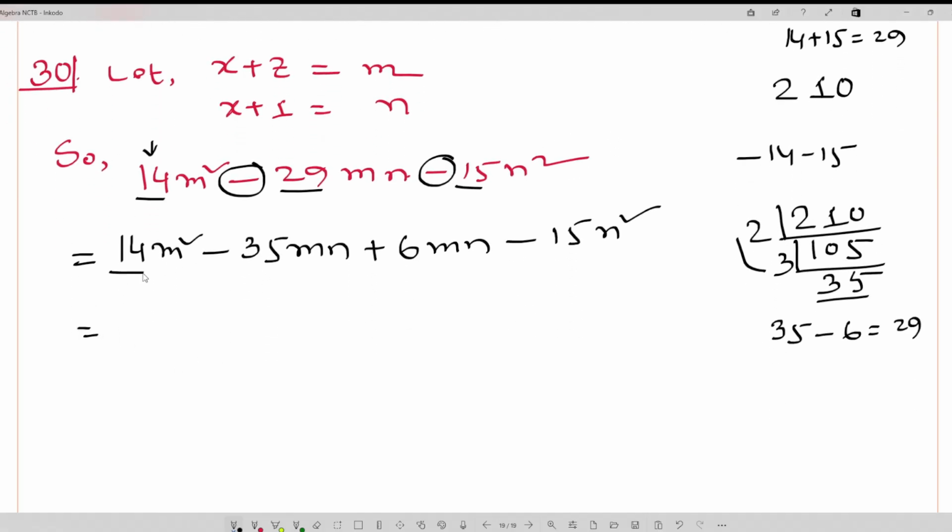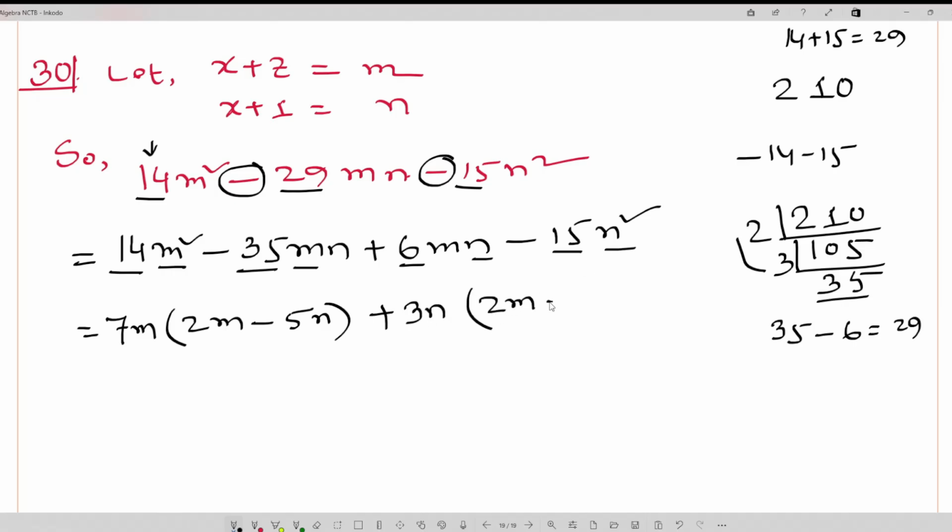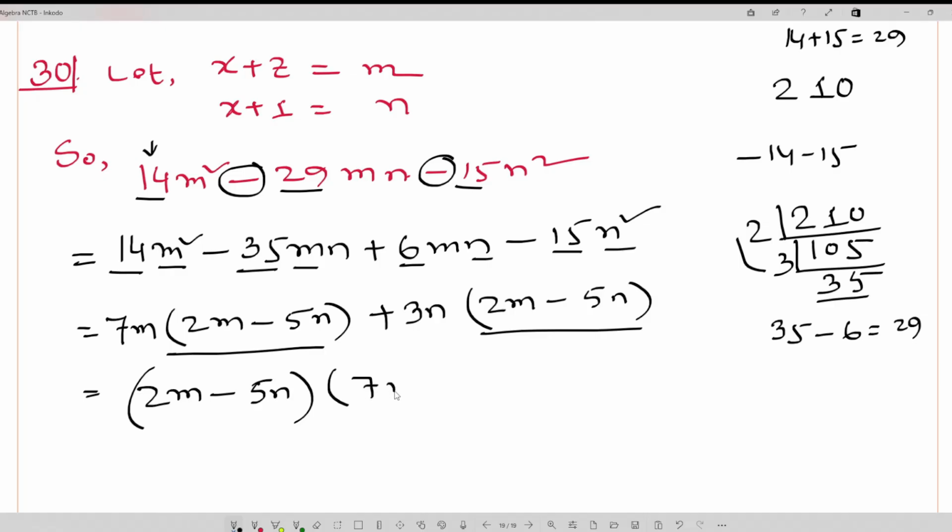So here is 14 and here is 35, so the common thing is 7. Here is m square and here is also m, so we can take m. So 2m minus 5n. Plus, here is 6 and here is 15, so we can take 3. Here is n and here is n square, we can take n. So 2m minus 5n, both sides, 2m minus 5n we can take common. So here is 7m plus 3n, right?